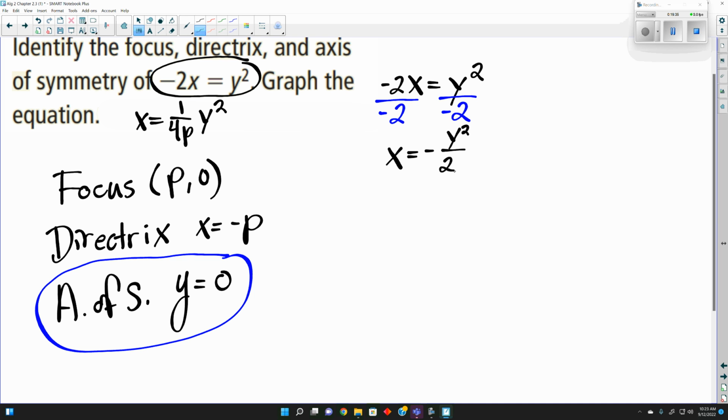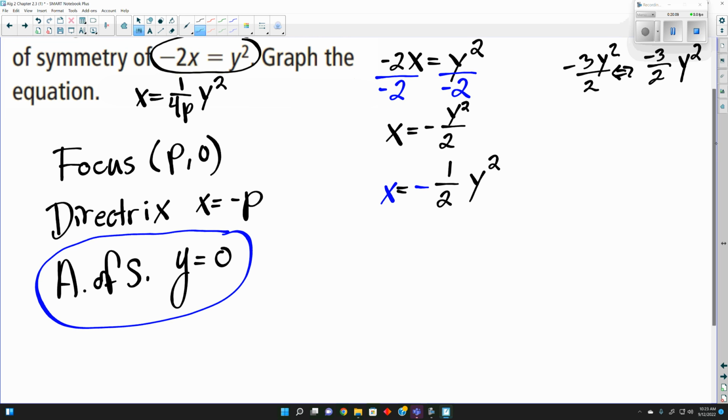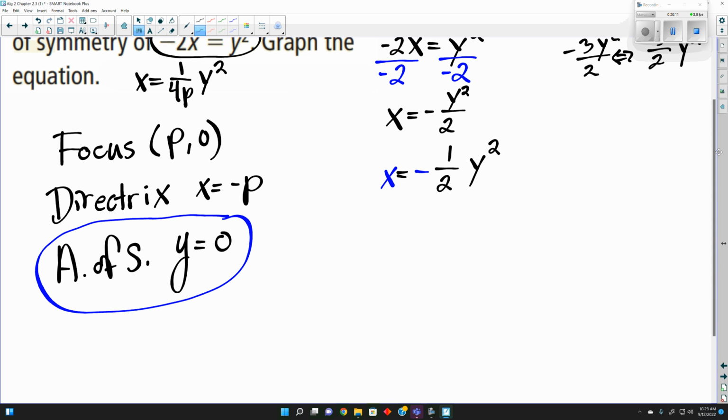Or, a little bit nicer way to write this, -1/2 times y squared. We can move that y squared out to the side. If there was a number up there with it, so if it had been -3y squared over 2, we can rewrite it as -3/2 times y squared. These are the same thing. And again, we're doing this to find out what the value of p is. Any questions on how we got the equation in the standard form?